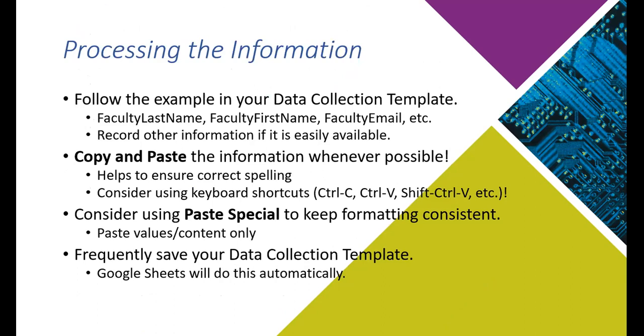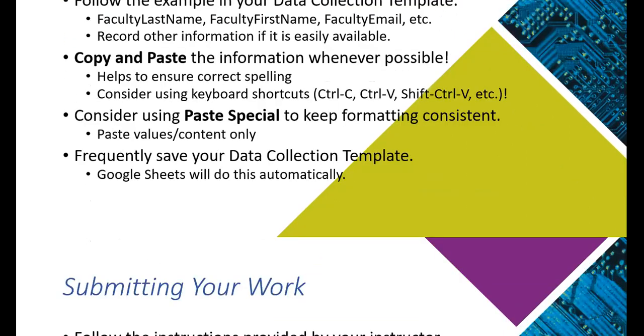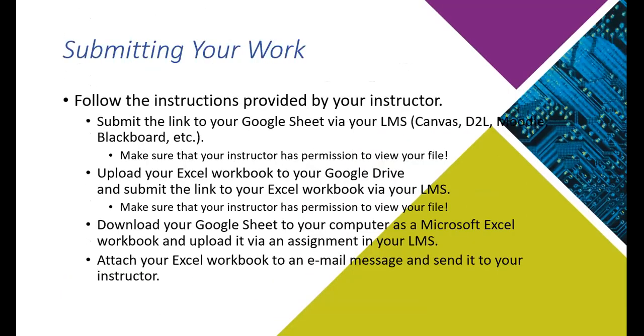So as I mentioned previously, make sure that you copy and paste the information whenever possible, and that helps to ensure that you're spelling things correctly. Those keyboard shortcuts, I use those a lot. That works for me. Okay, I mentioned paste special. And if you're using Excel, make sure you frequently save your data collection template, so that if something does go wrong, you can always undo it. Or if for some reason the power goes out or your computer crashes, you're not losing any of your work. And of course, with Google Sheets, you don't have to worry about that, because it will do it automatically.